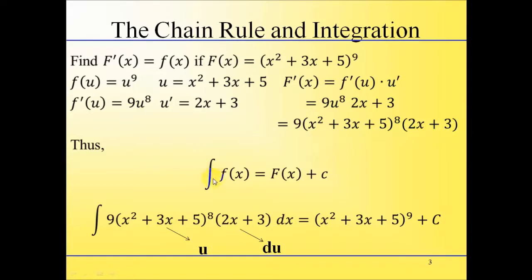So if we have the integral of f prime x dx, it is equal to fx plus c, right? So from here, we can write the integral of 9 times x squared plus 3x plus 5 to the power of 8 times 2x plus 3 dx, where this part is u and this is du. So it is equal to x squared plus 3x plus 5 to the power of 9 plus c. So it is really important for you to remember the chain rule, okay?